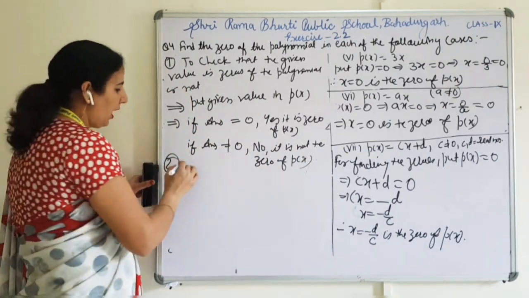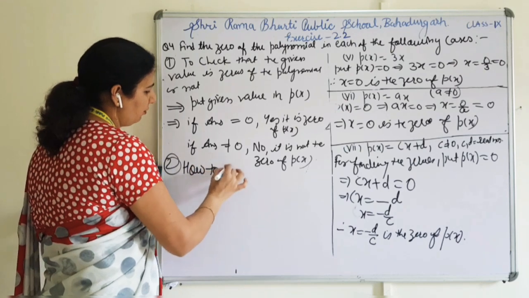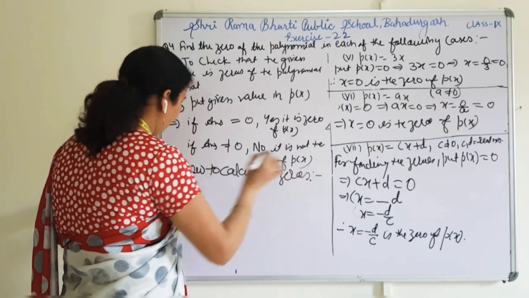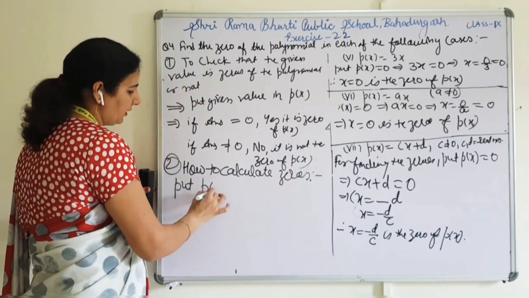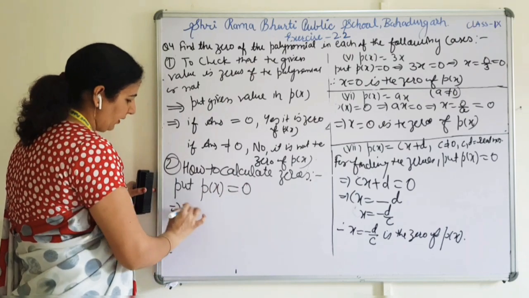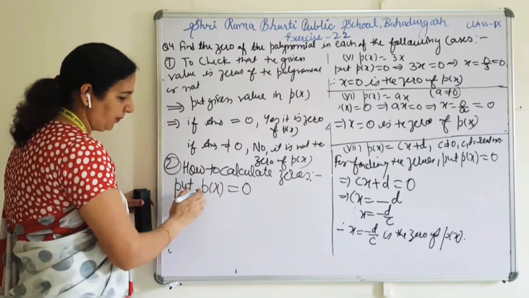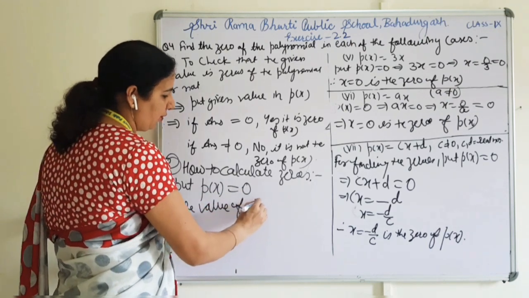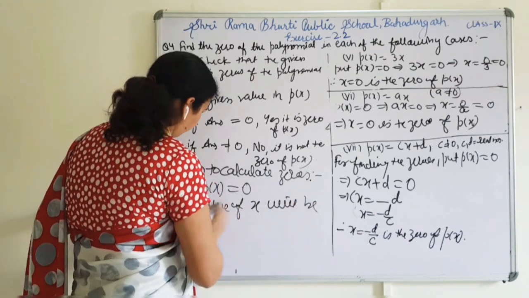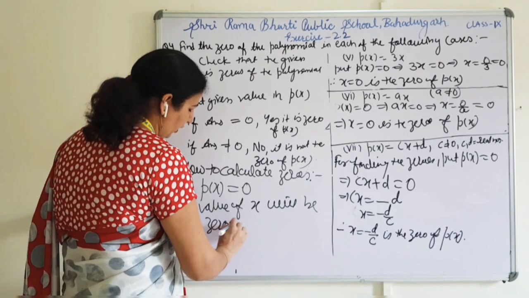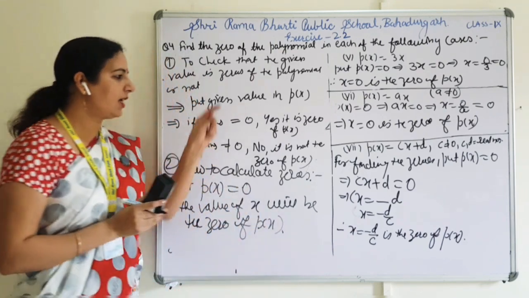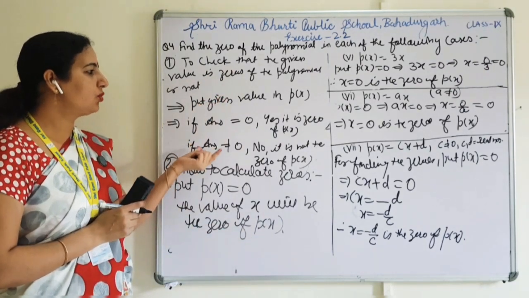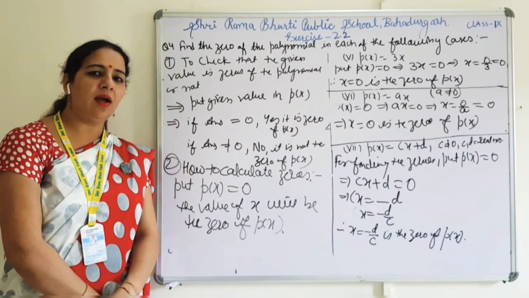Second method, how to calculate zeros. In a linear polynomial, put Px is equal to 0. The value of x will be the 0 of Px. So you just understand these two main facts. They will help us to solve and find the zeros of the polynomial.